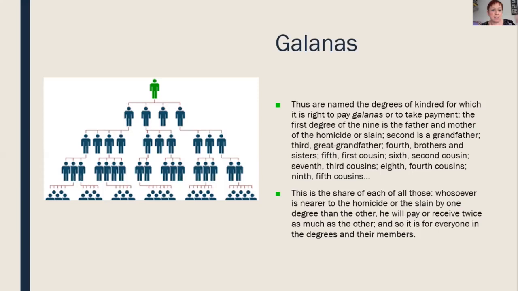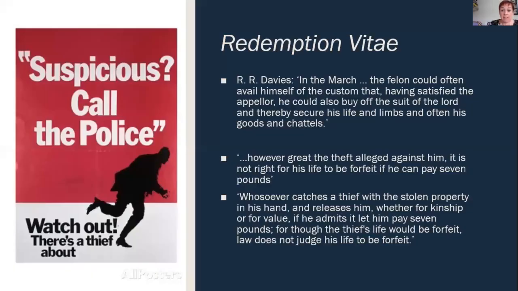So that is the main driver there. And you see references to this system being used in the March as well. English law might have been the first choice, but galanas was also known. And Davis says that in the March, the felon, and this is not just in homicide cases, could often avail himself of the custom that, having satisfied the appellor, he could also buy off the suit of the lord and thereby secure his life and limbs, and often his goods and chattels. So somebody who'd been accused of a crime could actually buy his way out of it.